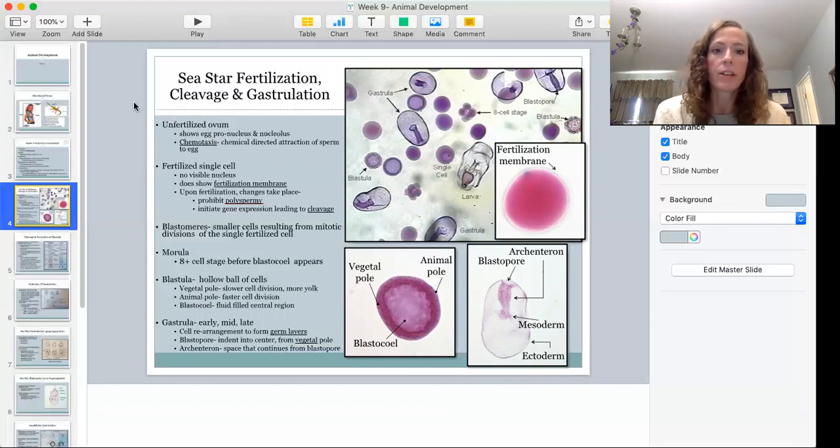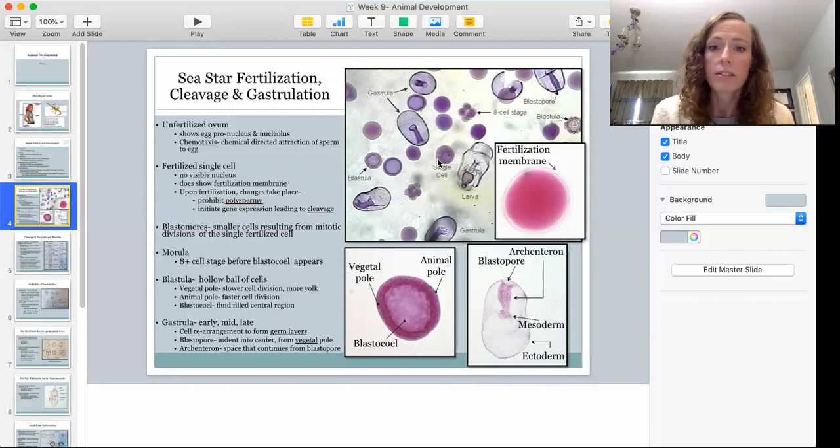So first off, you got to have an unfertilized ovum, right? This is before fertilization takes place. It's haploid, single cell, and you can see that right here in this picture here, single cell. And the way to distinguish this from a fertilized single cell is that you can make out a nucleus and a nucleolus, okay? You can see those pretty readily in the unfertilized ovum, okay?